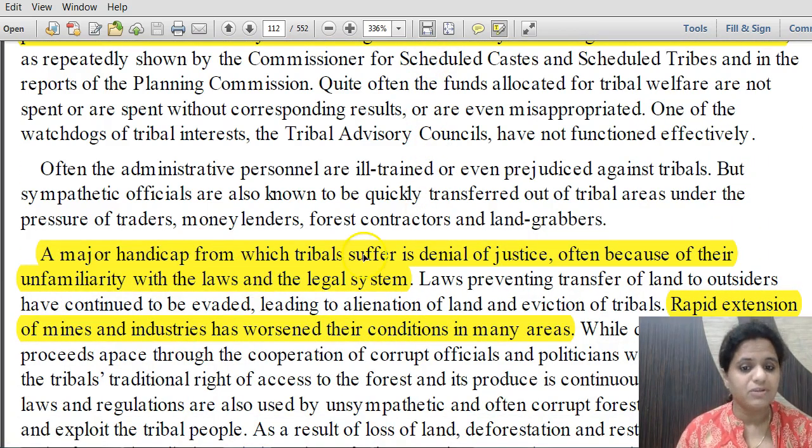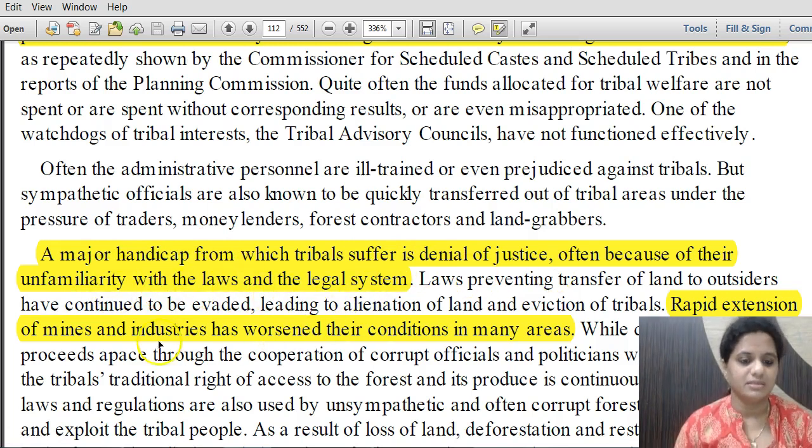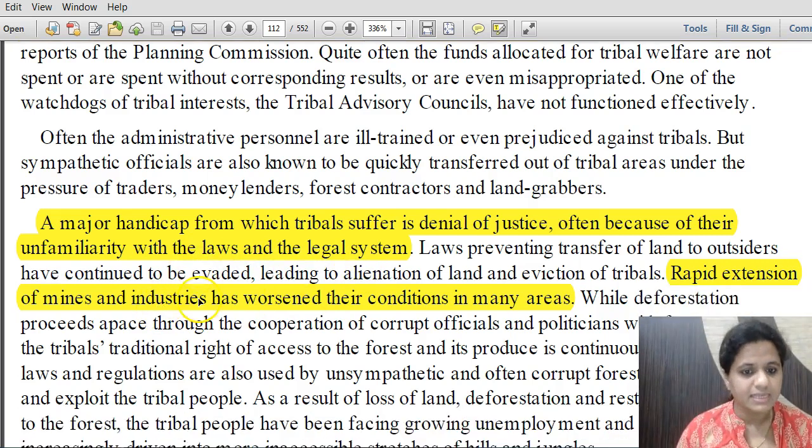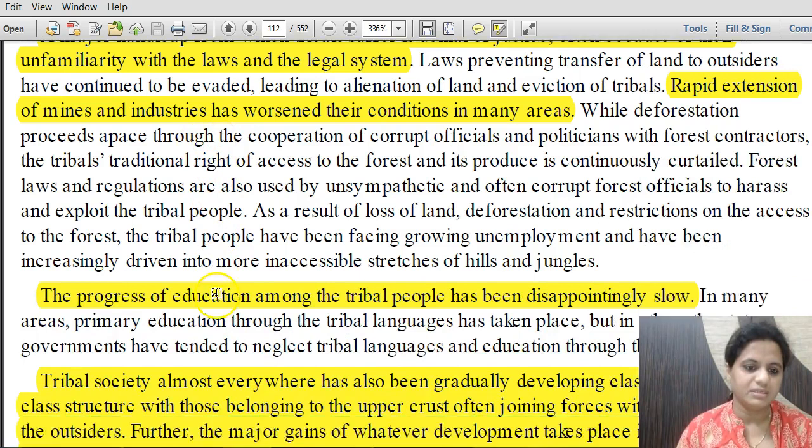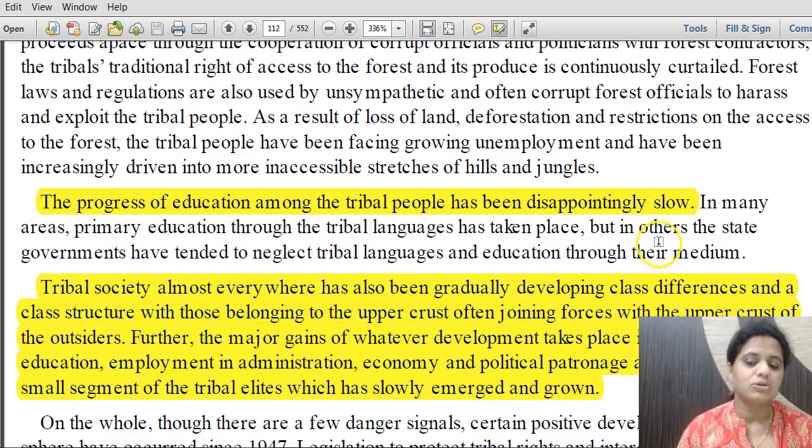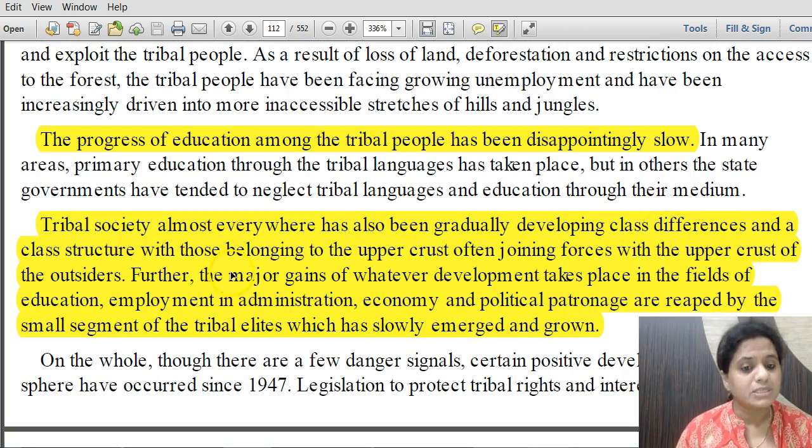A major handicap from which tribals suffer is denial of justice, often because of their unfamiliarity with the laws and the legal system. Rapid extension of mines and industries has worsened their condition in many areas. The progress of education among the tribals has also been disappointingly slow. Tribal societies almost everywhere have also been gradually developing class differences and a class structure, with those belonging to the upper caste often joining forces with the upper caste of the outsiders. Further, the major gains of whatever development takes place in the fields of education, employment in administration, economy and political patronage are reaped by the small segment of the tribal elites, which has slowly emerged and grown.